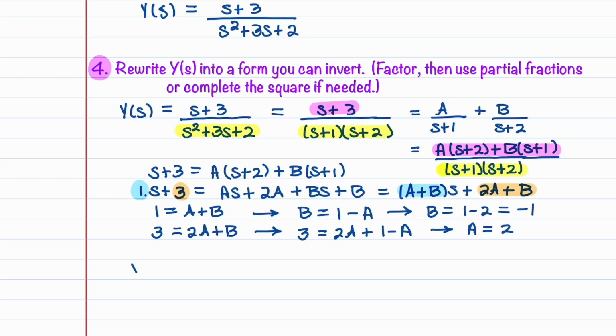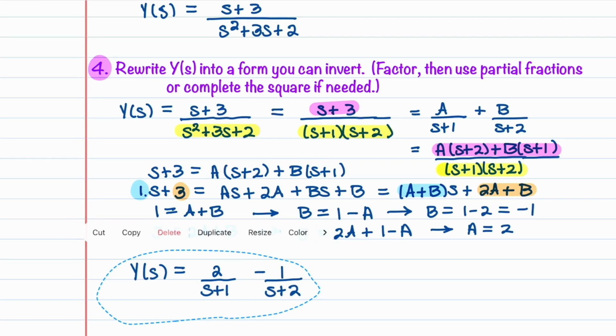We can then say that capital Y of s is a, which we now know is 2. So we have 2 over s plus 1, and then b is negative 1, so we have minus 1, all divided by s plus 2. I am going to take this and bring it to our next page.